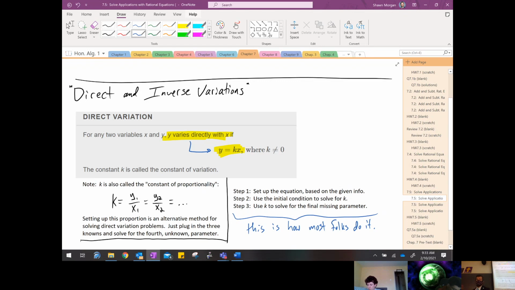So Coach Morgan's strength varies directly as his time in the weight room. Or Luke's bank account balance, the amount of interest that he earns varies directly as the amount of money that he invests. And then the way that we could find what our constant is, to solve for k, we just divide both sides by x.